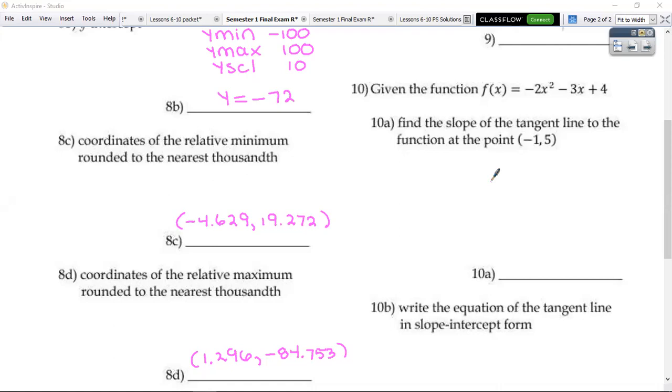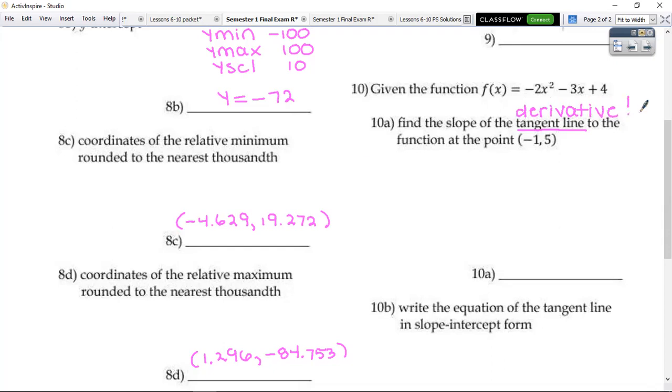Okay, so beginning at number 10, you need to find the slope of the line tangent to the function at the point -1, 5. So what do we do when we see tangent line? What do we take? Well, you know this. Yep, power down in front, perfect. Derivative. So this is a derivative question.